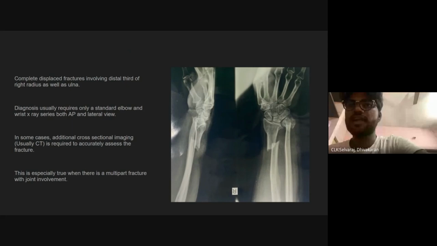So the radiograph shows a complete displaced fracture involving the distal radius as well as the ulna. Diagnosis usually requires the standard elbow and wrist fracture series of both the AP and the lateral view. In some other cases, additional cross-sectional imaging, usually CT, is required to accurately assess the fractures. This is especially when there are multiple fractures with joint involvement.